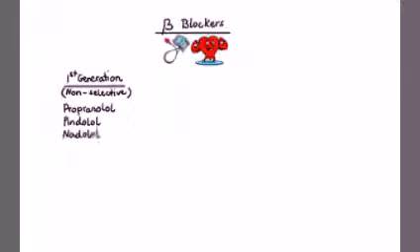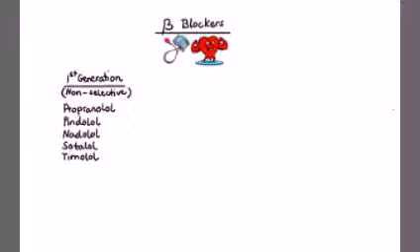So now let's start by discussing first-generation beta blockers, which also happen to be non-selective. That is, they block beta-1 and beta-2 receptors throughout the body. Examples of these agents include propranolol, pindolol, nadolol, sotalol, and timolol.